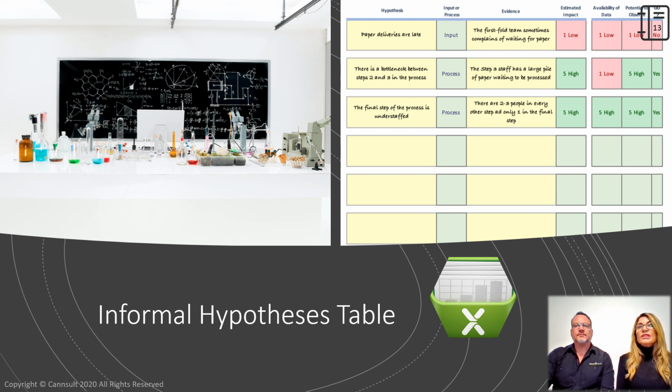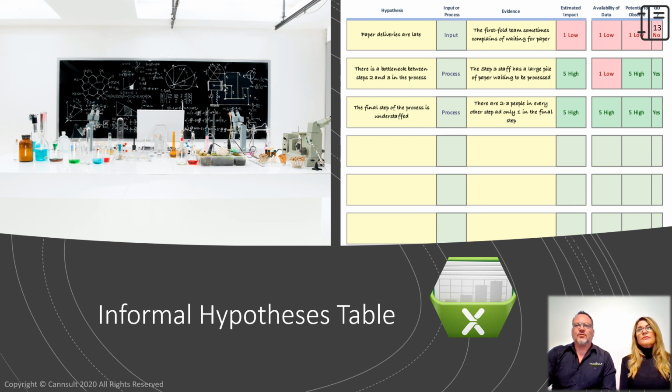Then the next consideration is the availability of data. Could this hypothesis be supported with data? Rate the availability of data to support this hypothesis on a scale of low, moderate, or high. Next, we have the potential to observe. Could this hypothesis be supported by watching the process in action? Rate the potential of observing evidence in the process on a scale of 1 equals low, not observable or difficult to observe, 3 it's moderate, and 5, it's highly observable.